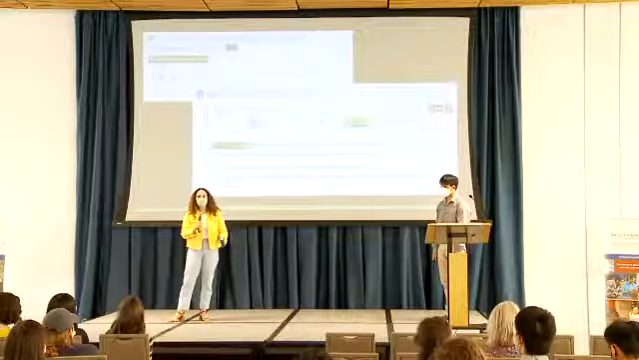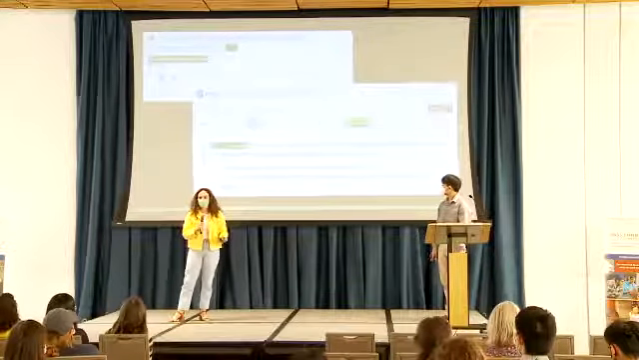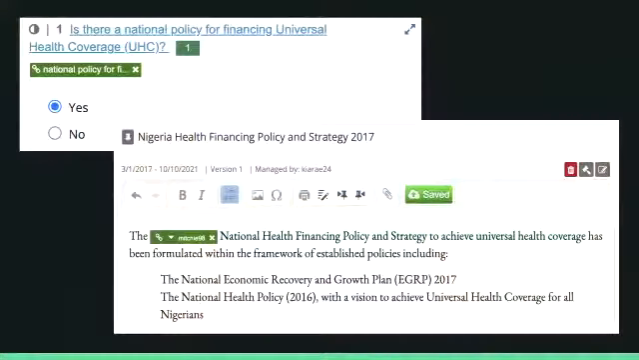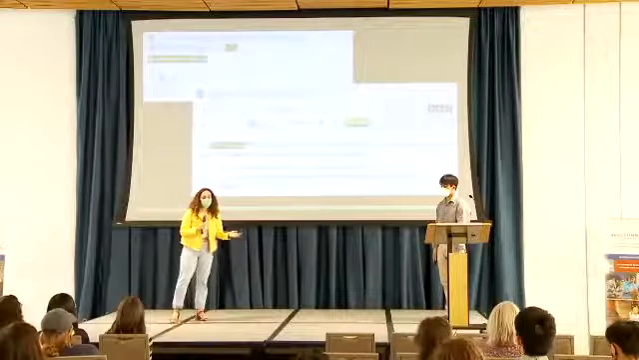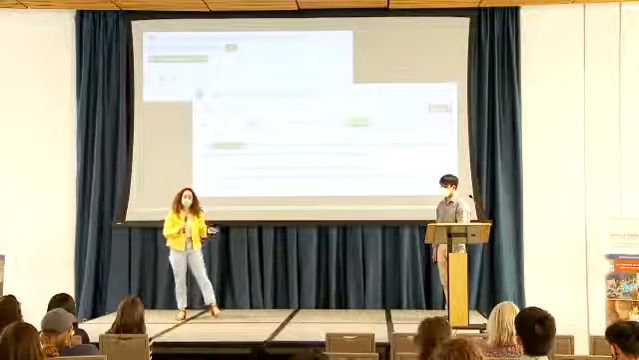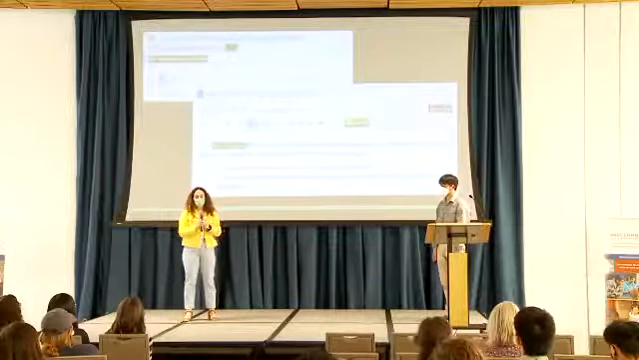So the very first question in our data set is a simple one. And I have an example of it here. And this is what it looks like in Monocle. So the first question is: is there a national policy for financing universal coverage? So for every single country, we go in and we're able to highlight the selected portion of the policy. And so this allows us to have a data set for every single country and compare across them.